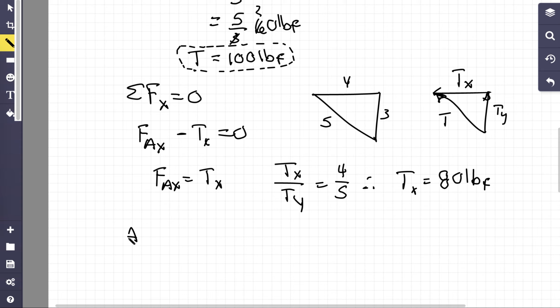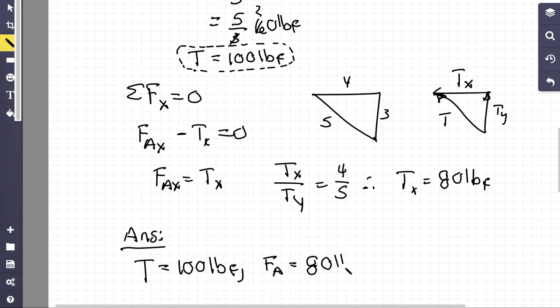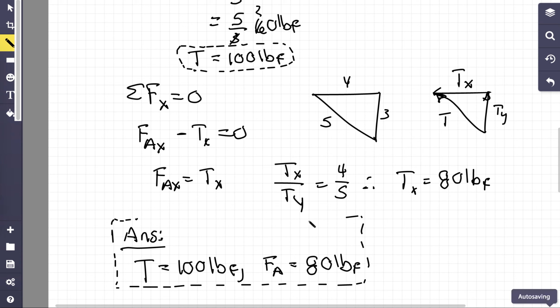So let's sum it up. We have all the answers. T is equal to 100 pounds of force. And we also know that FAX, or FA, because FAY is 0, is equal to 80 pounds of force. If we want to put it in vector form, that's a different style, but it didn't ask for vectors. So that would be our answer to this problem.